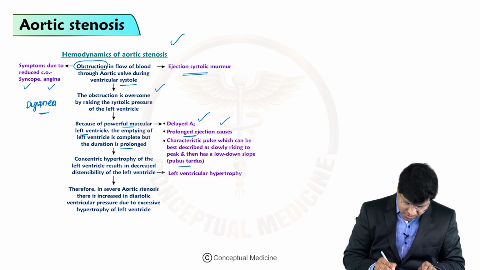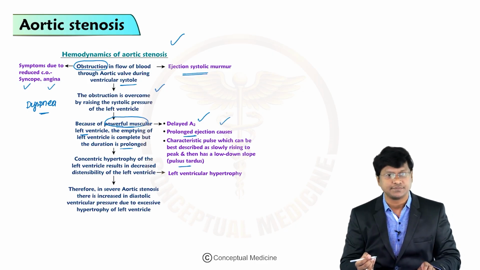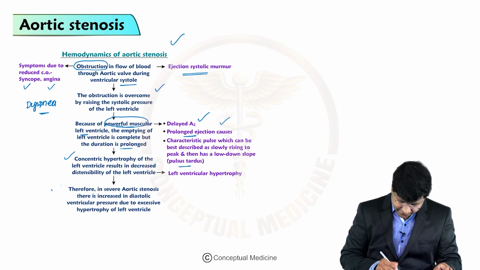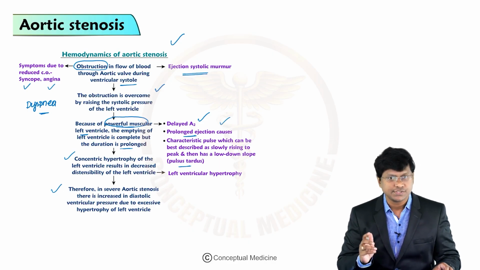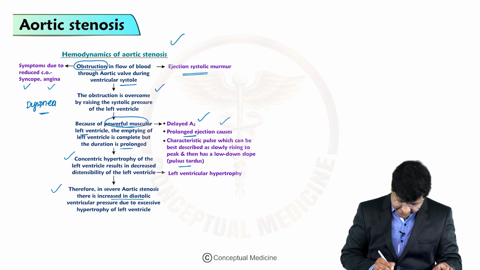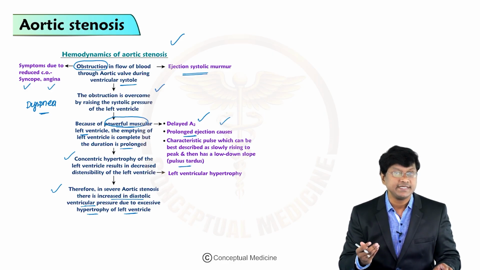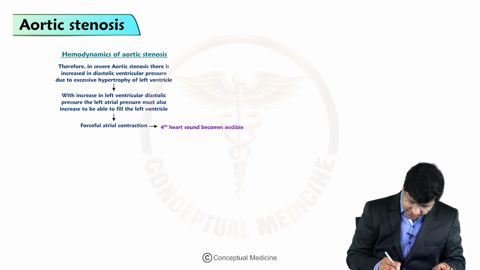So because of this powerful muscle contraction, there will be development of concentric hypertrophy of the left ventricle, okay? And therefore in severe aortic stenosis, there is an increase in the diastolic ventricular pressure due to excessive hypertrophy of the left ventricle, okay? And in severe aortic stenosis, this we have discussed.